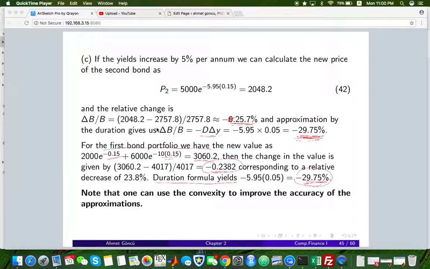So if you want to improve the accuracy of such an approximation, what we have seen is to use the convexity. If we use convexity, especially for large changes in the yields, our approximation will be much more reliable than the first order approximation.